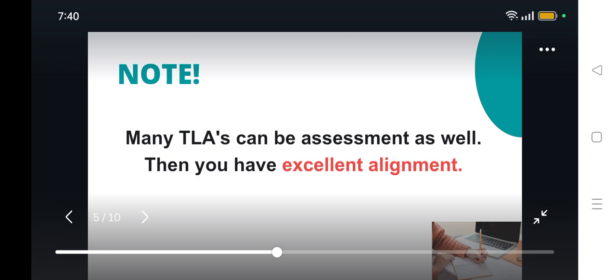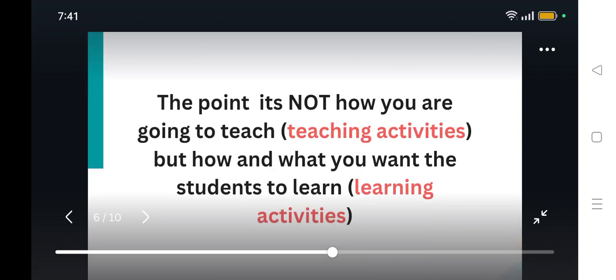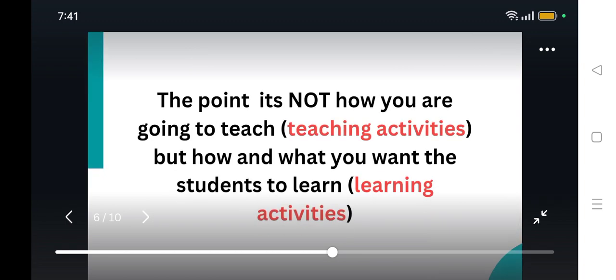If your ILO is for them to be able to apply, then in the teaching and learning activities, they must be engaged in many applications. So you must be applying, and then carry this verb into the assessment, they must be applying. So if you have that, then you have an excellent alignment. Well, I have also a separate video on constructive alignment. If you would care to, please watch that video.